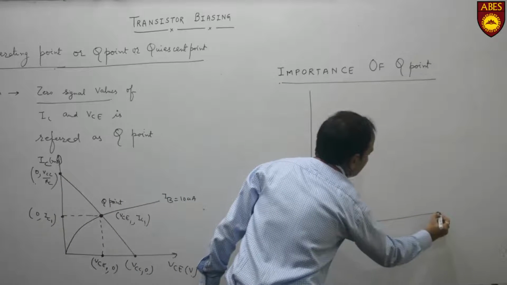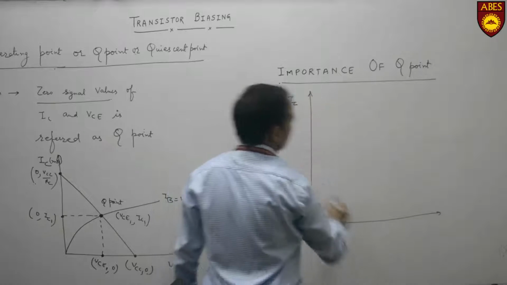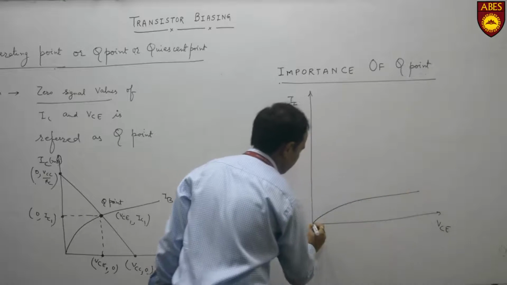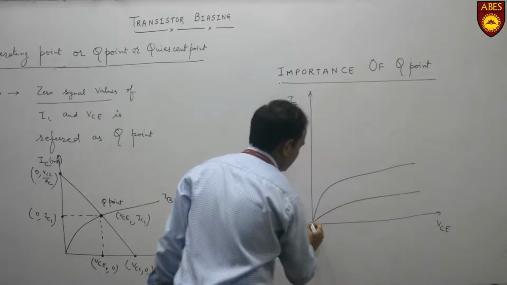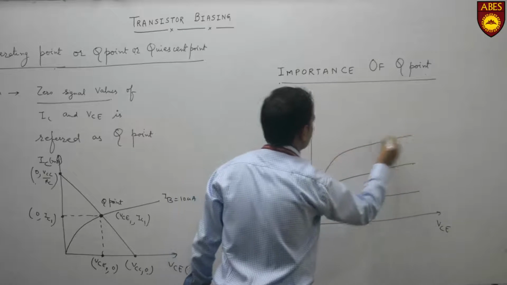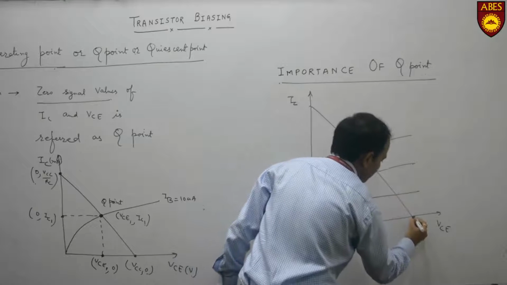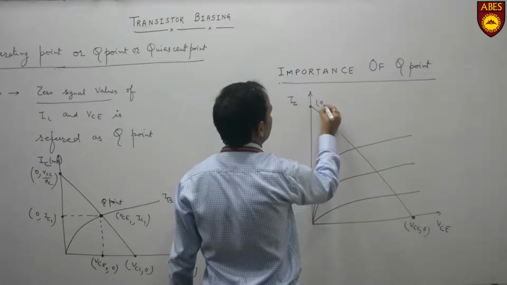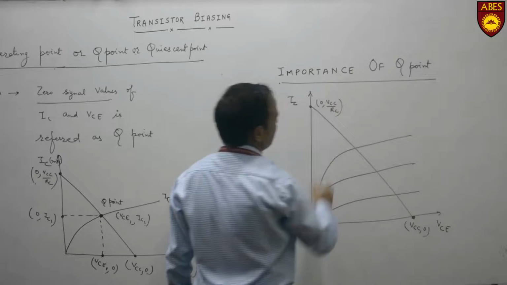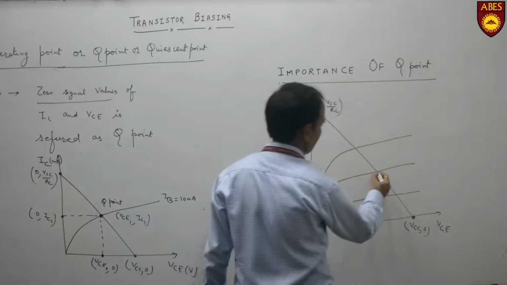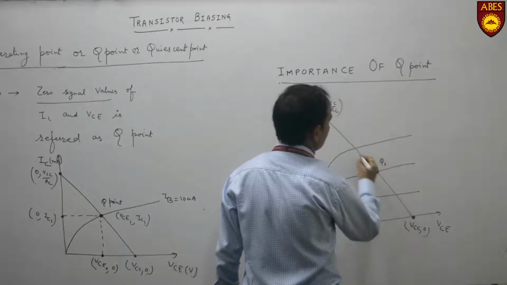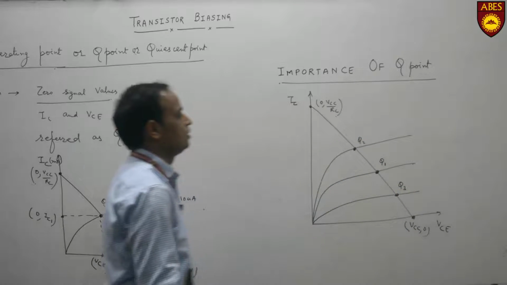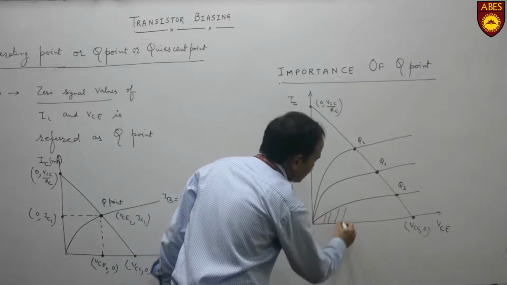Let's take different positions of operating point on the characteristic which I have earlier drawn. So this is my load line under DC conditions. Suppose this is one position of operating point, this is the second position of operating point, and this is the third position of operating point.